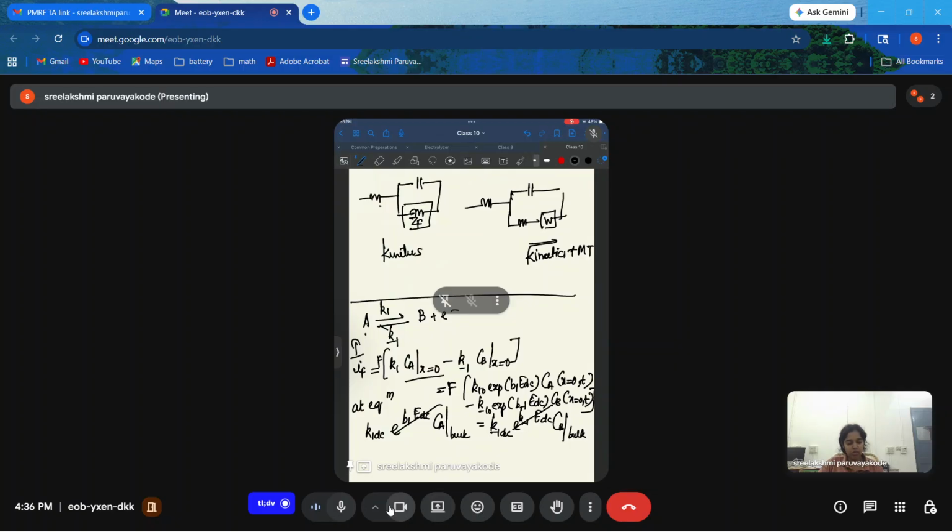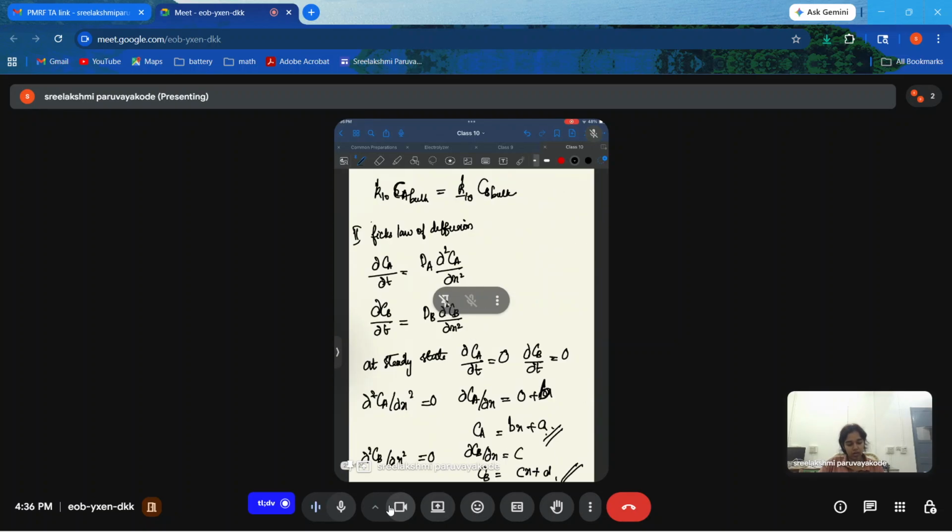So you have to maintain Ca at x equal to 0 or Cb at x equal to 0, something like that. Then in that case, there is mass transfer limitation. Fick's law comes in because of the diffusion, and you have ∂CA/∂t equal to DA into ∂²CA/∂x², and ∂CB/∂t equal to DB into ∂²CB/∂x². Steady state, you have ∂CA/∂t equal to 0, ∂CB/∂t equal to 0. Then you can rearrange it, find the expression for CA, CB.